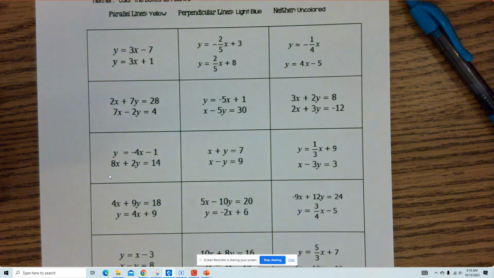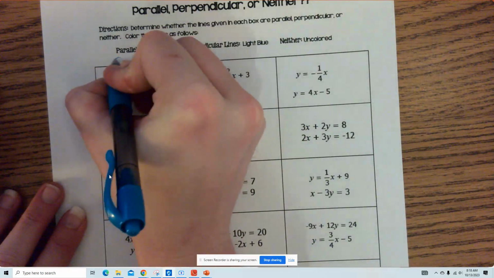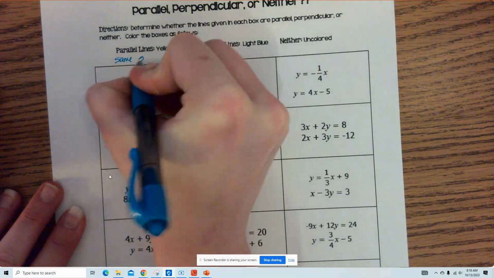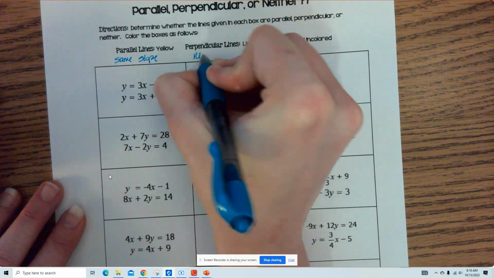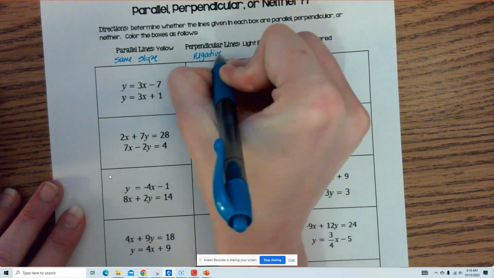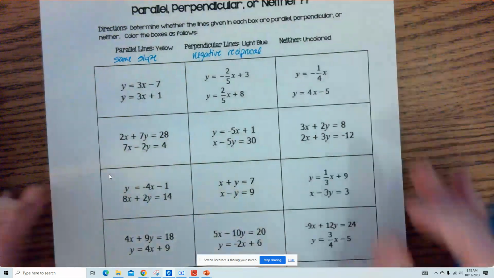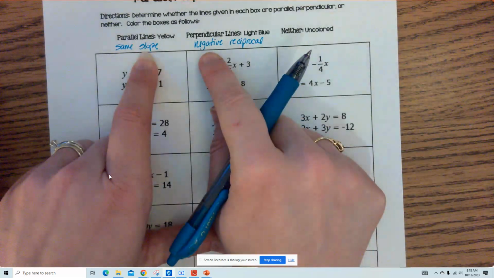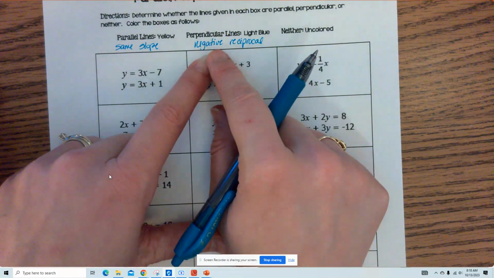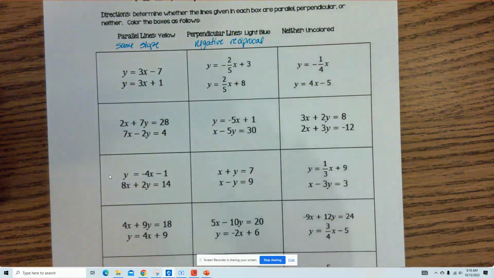Okay, so parallel lines, same slope. Perpendicular lines, the slopes are negative reciprocals. And then if it's neither, they're not the same and they're not negative reciprocals. So if they're in slope-intercept form, this is not too bad.